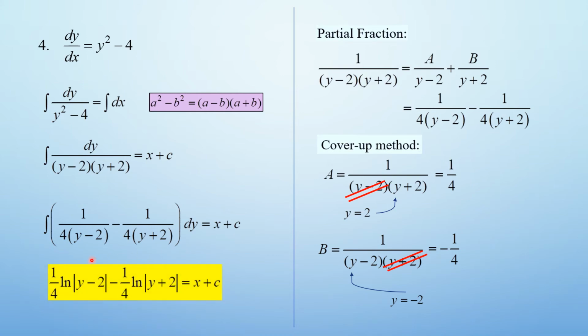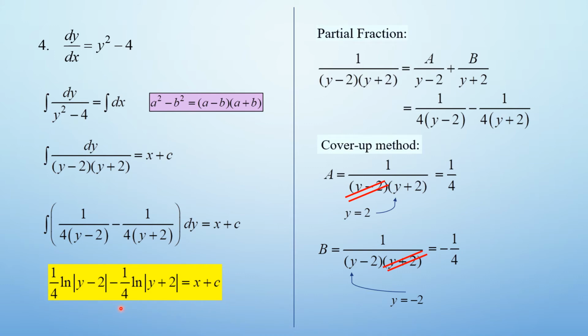Now we know from the substitution method, if we let u equals y minus 2, then the integration of 1 over u is ln u. So the integration of 1 over 4 times y minus 2 with respect to y gives 1 over 4 ln of absolute y minus 2. The same goes for here. If you let u equals y plus 2, the integration of 1 over u is ln u. So the integration of 1 over y plus 2 with respect to y gives ln of absolute y plus 2. So in other words, the integration of the left side is a quarter ln of absolute y minus 2, minus a quarter ln of absolute y plus 2, equals x plus c.